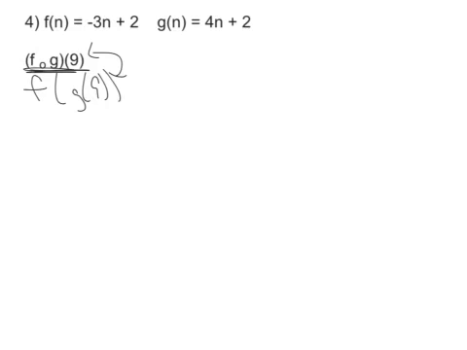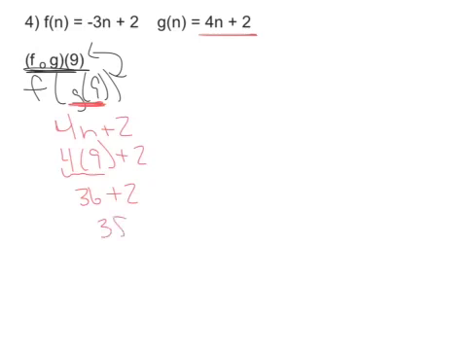So we're going to start with the 9, and right in front of it we have g. So we're going to start with g of 9, so our g function is 4n plus 2, and we're going to fill in 9 where the n is. So 4 times 9 plus 2, and 4 times 9 is 36, plus 2 is 38. So that's our g of 9, so I'm going to mark that out.